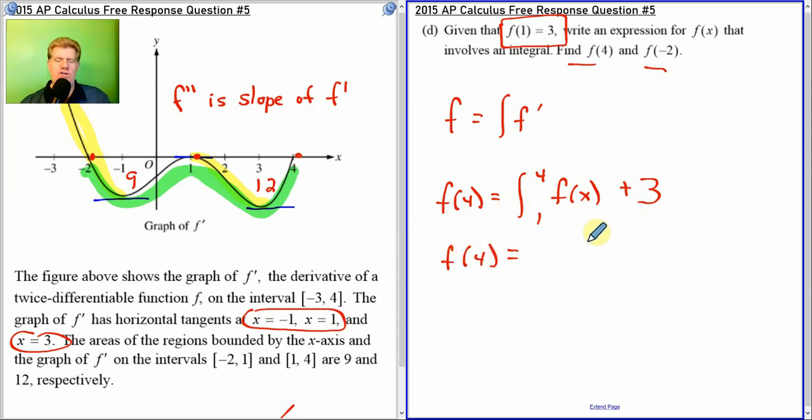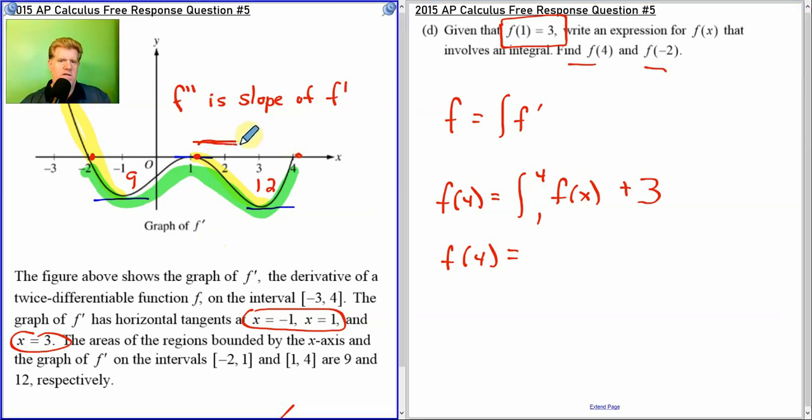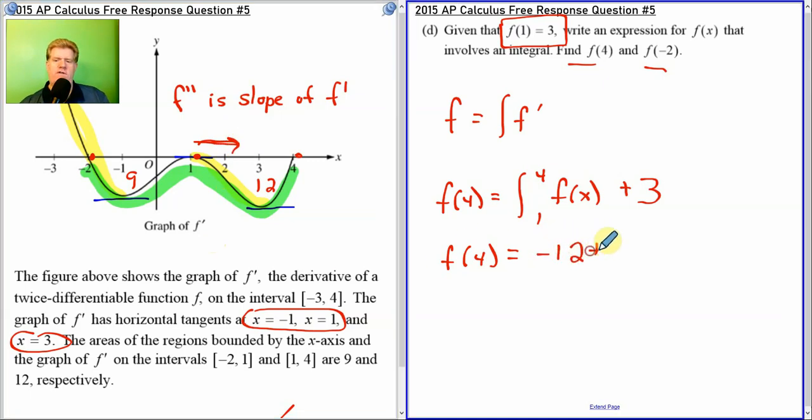Now we were actually told what this value is. From 1 to 4, the area is 12. But the 12 is below the axis, and we're traveling this direction. We're traveling positive, right? So it's below the axis, so it's negative 12. So that equals negative 9. F of 4 is negative 9.